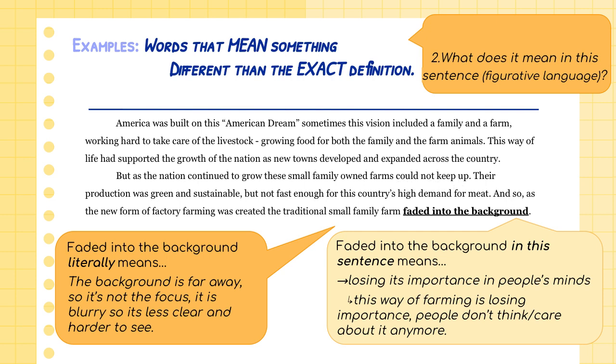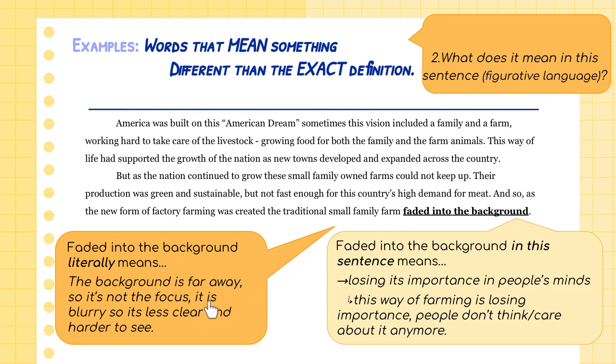They can't meet the demands, and there's this new form of farming that's kind of taking over. So people don't really think or care about small family farms anymore. So I would say the best multiple choice option would be that losing its importance in people's minds. Small factory farms are losing importance in people's minds. They're fading into the background, which connects, right?